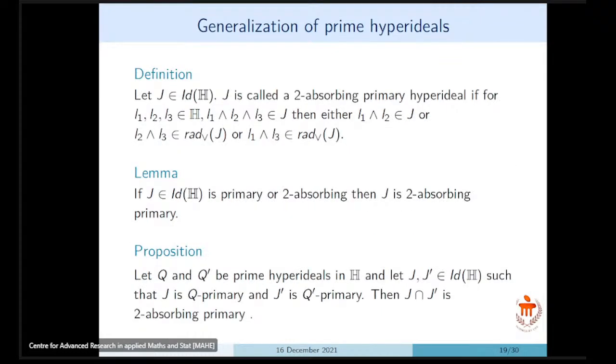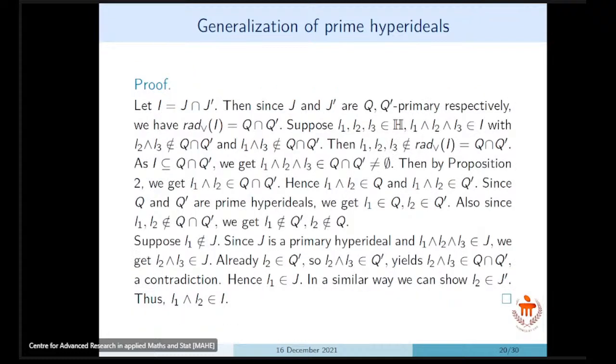If the radical of J and the radical of J dash are two hyperideals, and the radical of J is a prime hyperideal and the radical of J dash is also a prime hyperideal, then their intersection, J intersection J dash, will be a two-absorbing primary hyperideal. So this is the proof of that theorem.